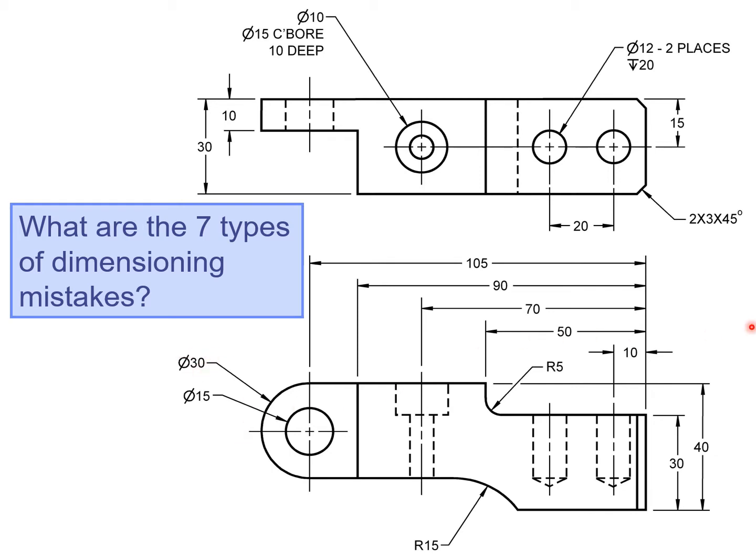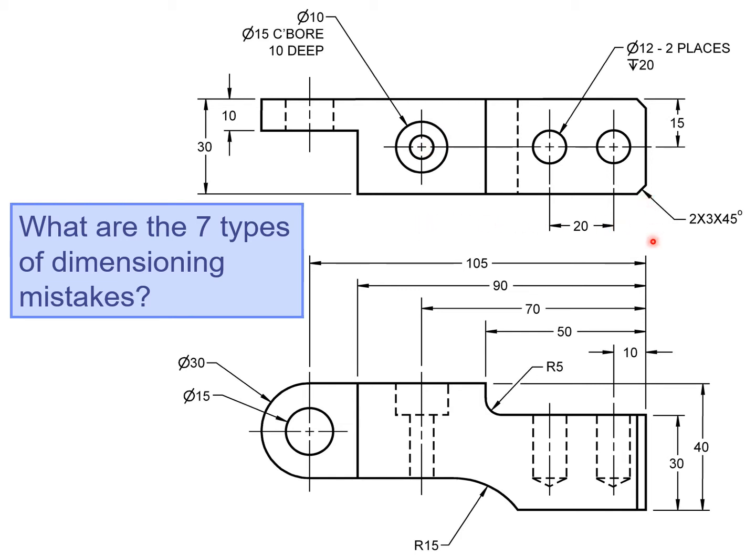Another mistake that we see here is this dimension of 10. Remember, we are not allowed to dimension hidden features. We can place the 10 up here, and that'll give us the center axis of the hole. Once again, we are not allowed to dimension to a hidden feature. Here we have this counterbore hole. This dimension of 70 should be up here in the top view. We do not dimension hidden features, but here it's seen. We can physically see the counterbore hole, so we would place the dimension of 70 here.